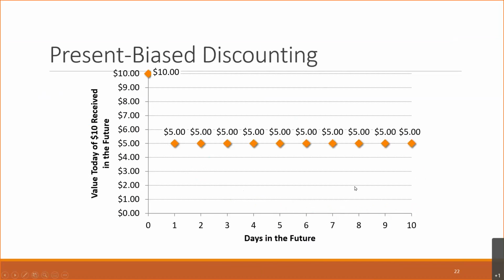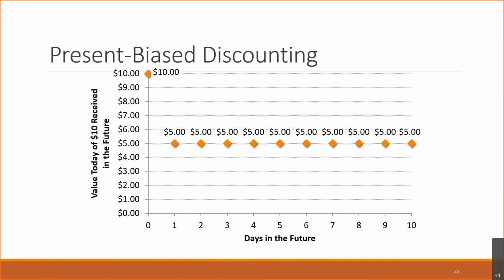There's other types of discounting. Present bias discounting basically says that you have either today or the future, and you just discount anything in the future the same, right? So $10 today is worth $10 given to me anytime in the future.